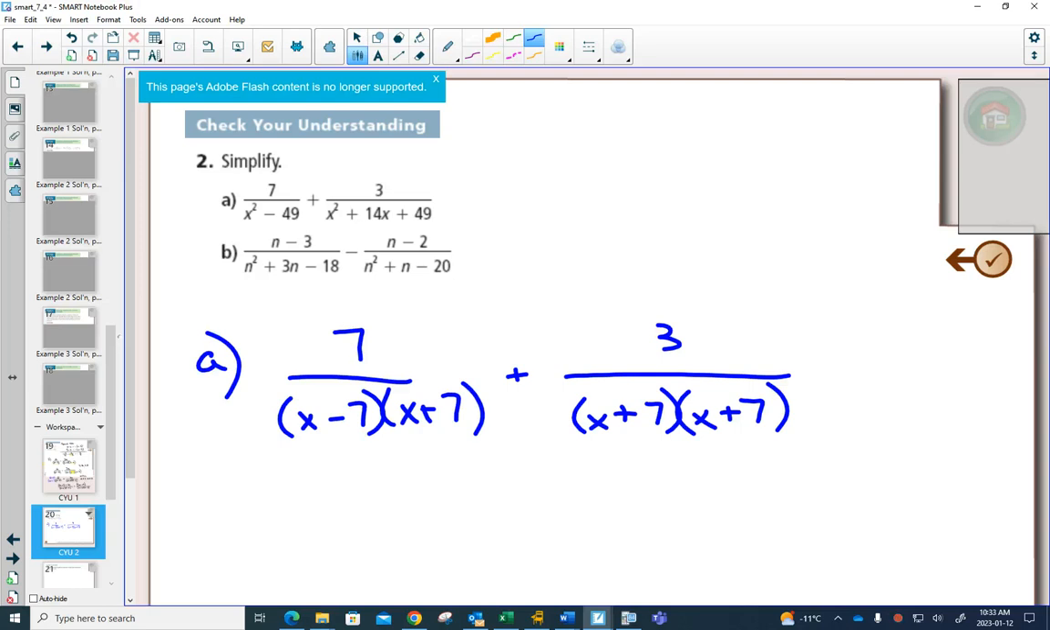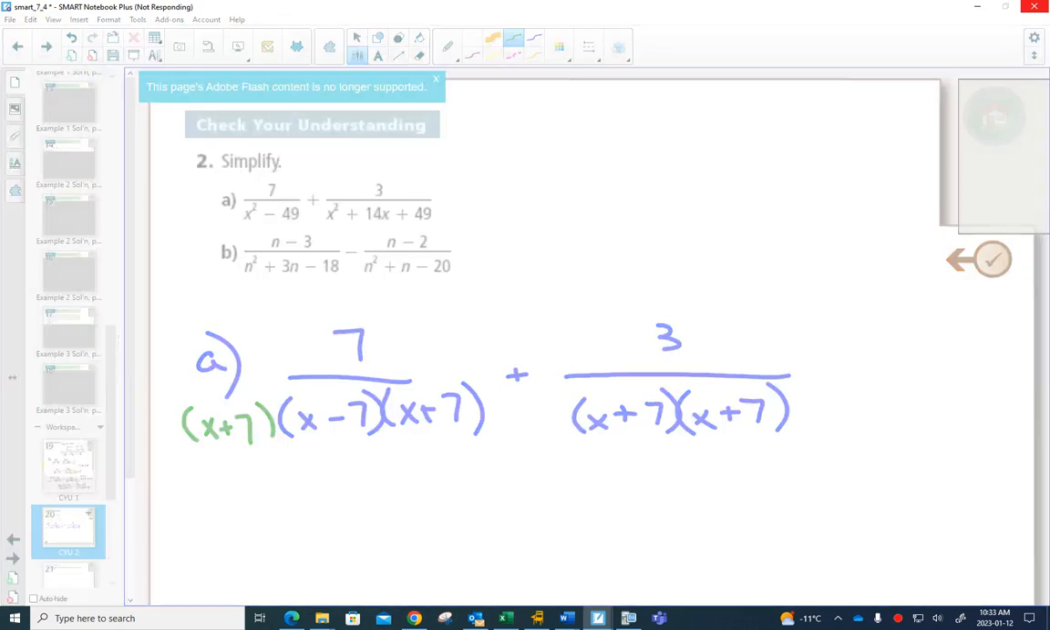Now, when we're looking at our denominators, in order to add or subtract, we need a common denominator. There is an x plus 7 in common, but this one has two x plus 7s, and this one has an x minus 7. So this one will need an x plus 7 on top and bottom. And this one will need an x minus 7 on top and bottom.